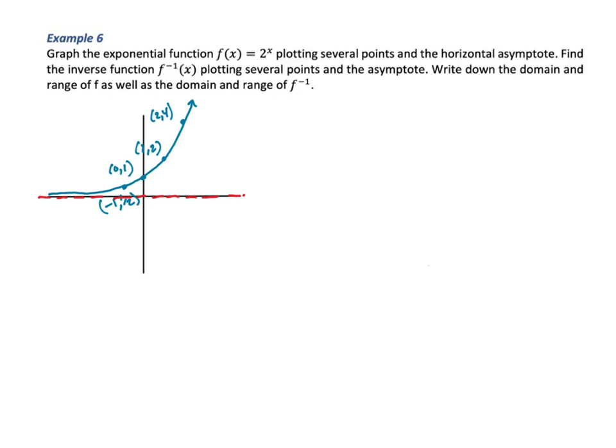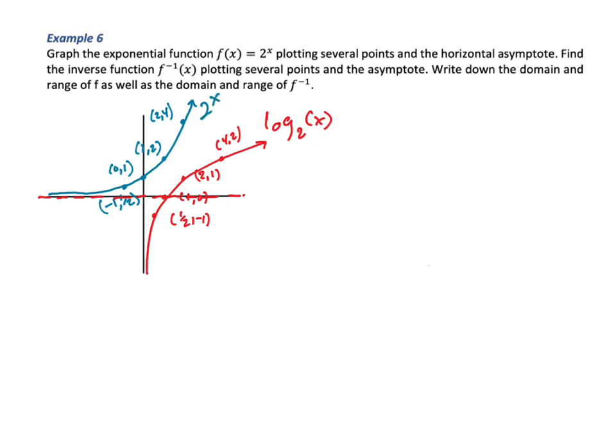Now, to do the inverse, let's just take each of these 4 points and switch the x's and y's. So that means I'm going to have a point 1/2, -1 on my inverse function. We'll also have 1, 0 on the inverse. 2, 1 is on the inverse, and 4, 2 is on the inverse. And here's what our inverse function looks like. That would be log base 2. So this is the log base 2 of x function, and our original function was just 2 to the x.